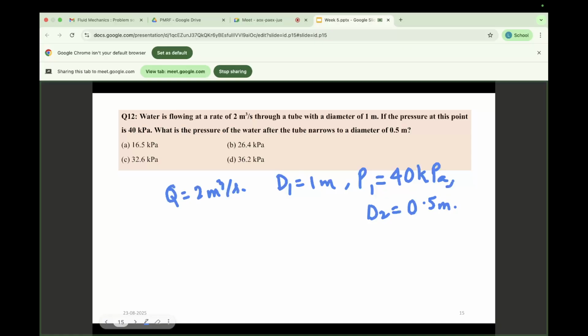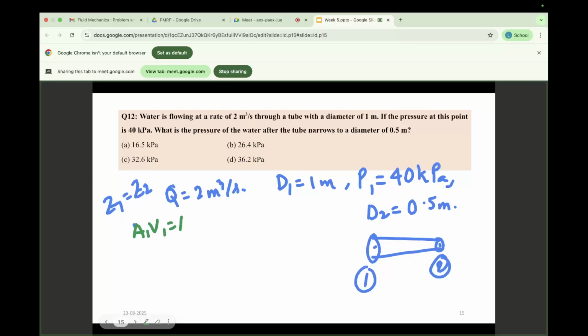So we are asked to find the pressure of the water after the tube narrows to a diameter. So basically these types of tube they are talking about. No details about the datum line is given, so I can consider Z1 equal to Z2, right? This is section 1, this is section 2. So first I need to apply the continuity equation, A1 V1 equal to A2 V2 equal to Q.